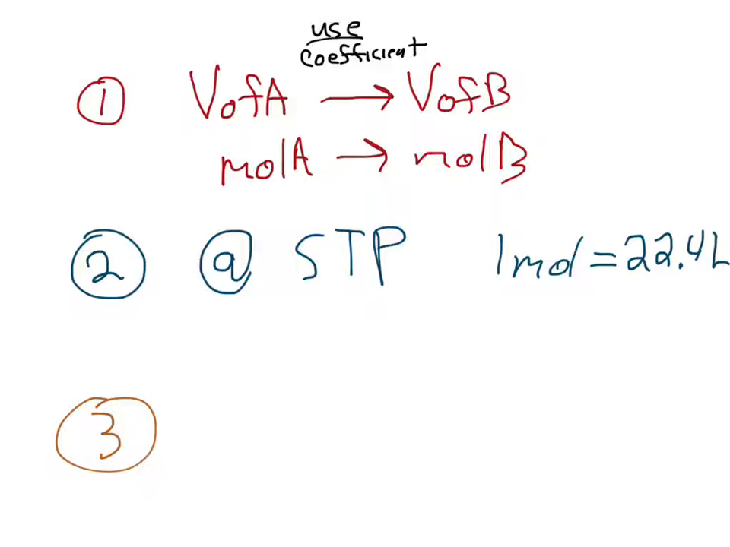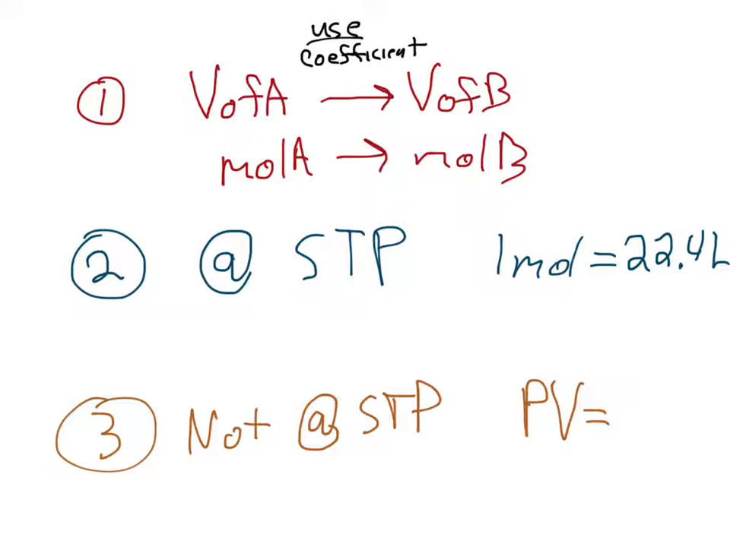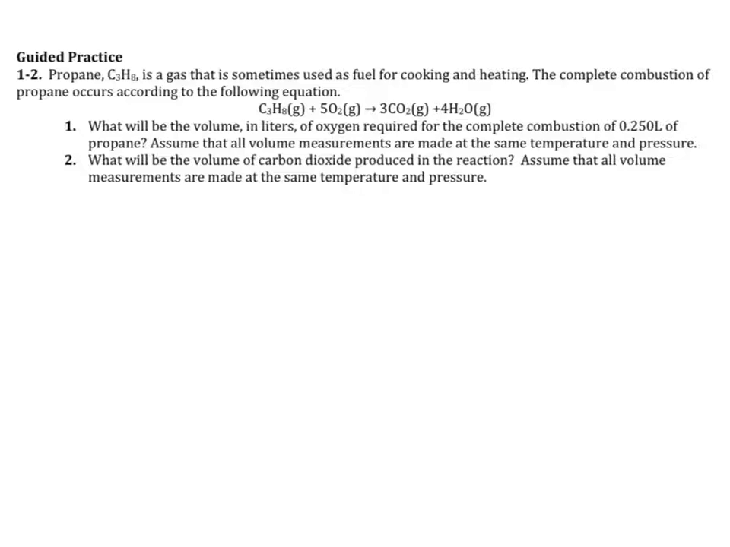Now, the last situation is where we are not at standard temperature and pressure. So we're not at STP. And if this is the situation, then you need to be using PV equals nRT. And so these are the three types of gas stoichiometry problems that we'll be doing. And we're going to look at an example for each one of these coming up here in the guided practice problems. So let's go ahead and take a look here.